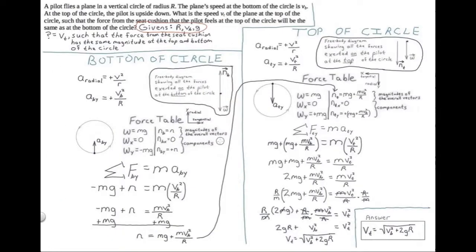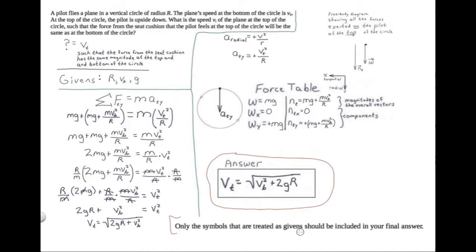The given symbols, capital R, V sub b, and G, are treated as the knowns in our equations. The symbols that are not on our list of givens, n, m, and v sub t, are treated as the unknowns in our equations. Only the symbols that are on our list of givens should be included in our final answer. So for example, m is not on our list of givens, so we should not include m in our final answer. Fortunately, all the m's canceled out of our equation.